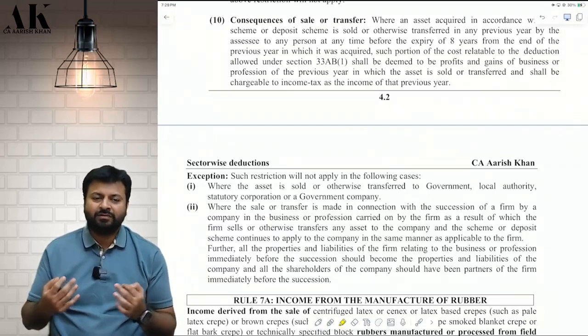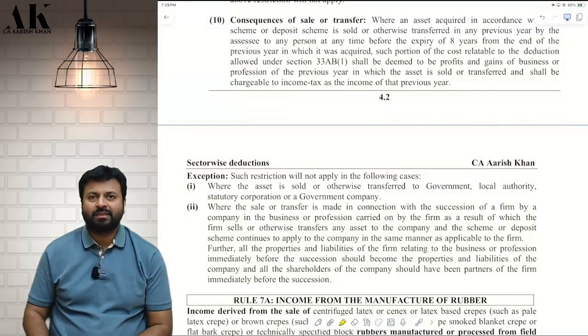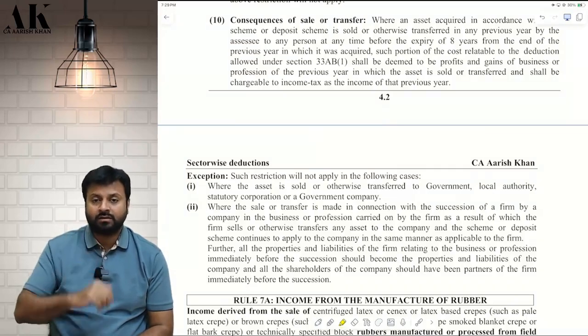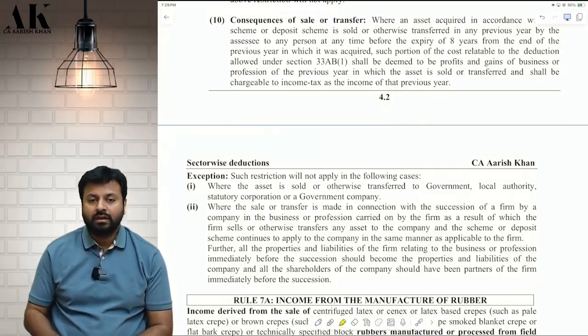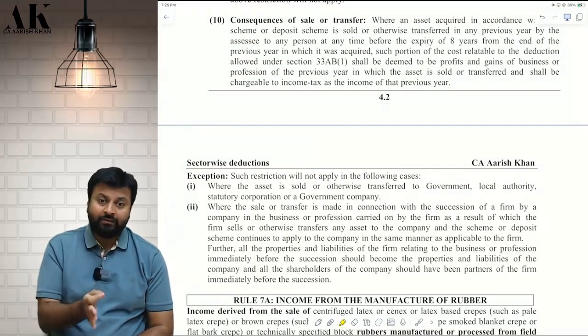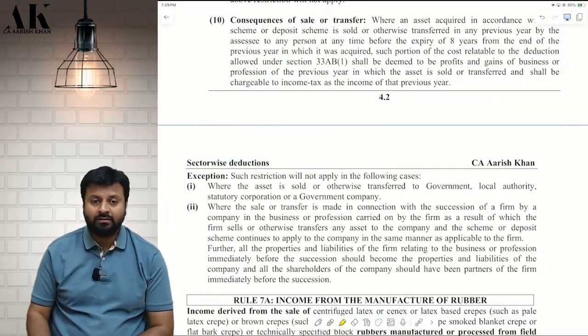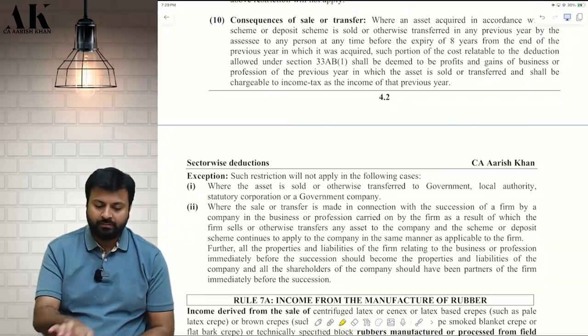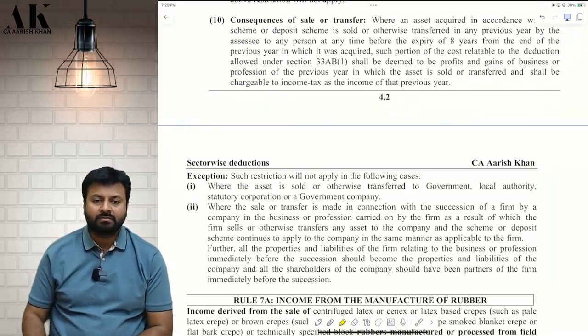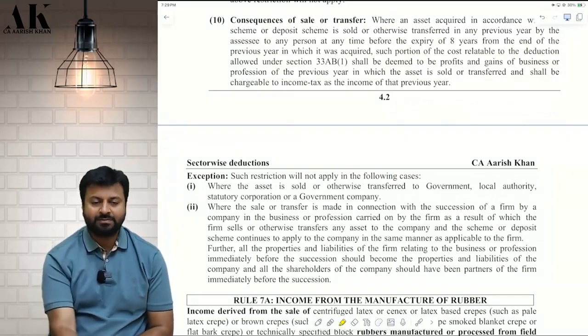The question which I expect from you regarding this is, if I say the lock-in is 8 years, then from where will the lock-in start? I am purchasing the land today. So from today will 8 years start? Okay? No. Read point number 10. From where do the 8 years start as per the law?